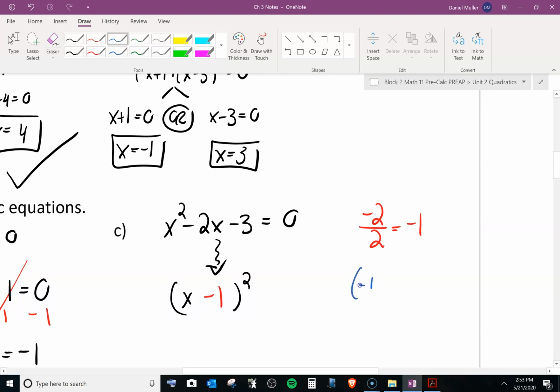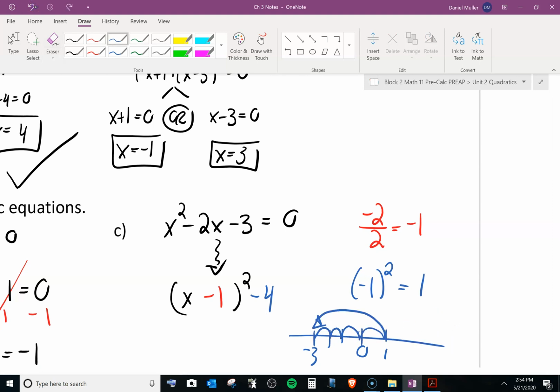Then I have to FOIL that, or I can look at the last number squared. So negative 1 squared times the number in front, but there's nothing there. So negative 1 squared is 1. So I'm at 1, and I need to get to negative 3. So on a number line, there's 1. There's negative 3. What will it take for me to get there? I've got to move over 1, 2, 3, 4. I have to move 4 over. I have to subtract 4. So I'm going to erase that here. Equals 0.